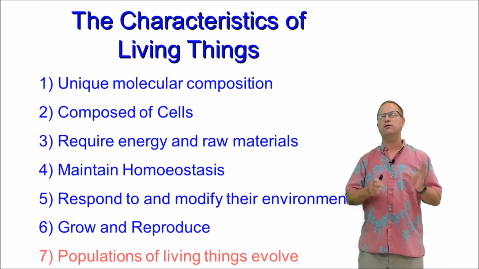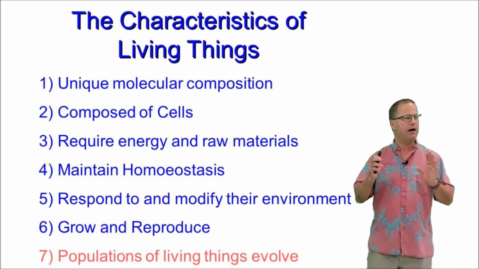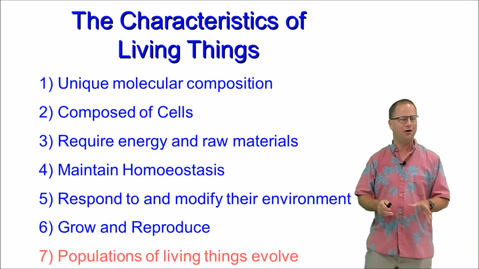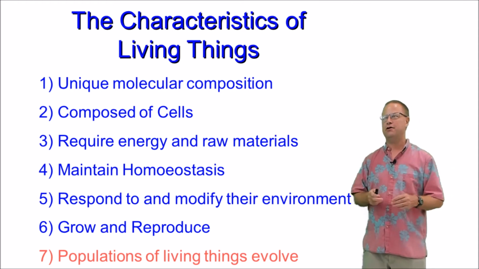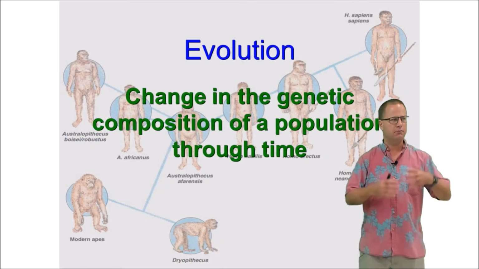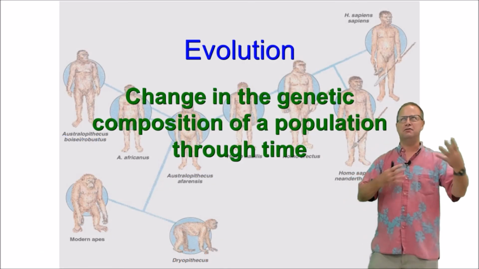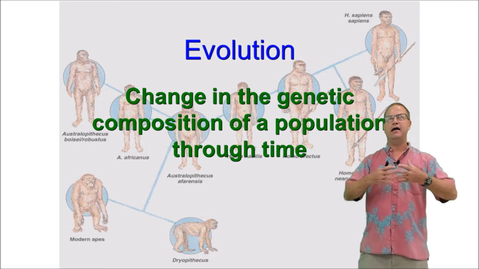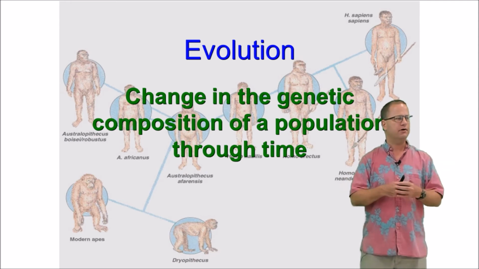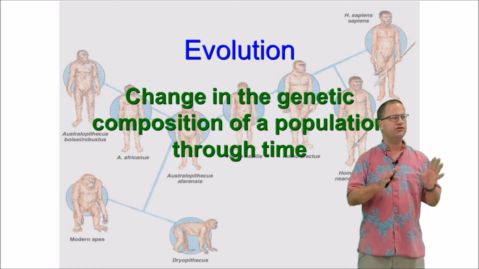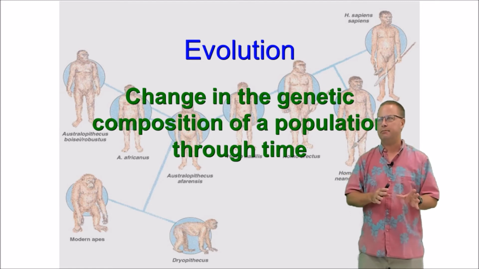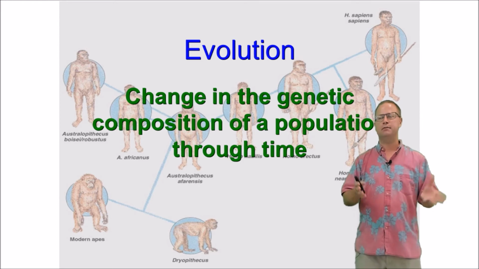Okay, now our final characteristic of living organisms is that populations of living things evolve. And evolution is a hot word for a lot of people. There's some people, even here in Hawaii, that don't like to say evolution. They don't believe in it, and principally because they don't like to think that we come from apes, and we don't. We share a common ancestor, and we'll talk about that. So evolution, as I'm going to cover in this class, is a change in genetic composition of a population through time. So something as simple as that.